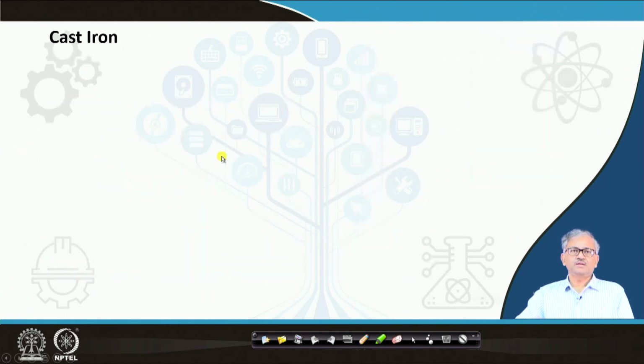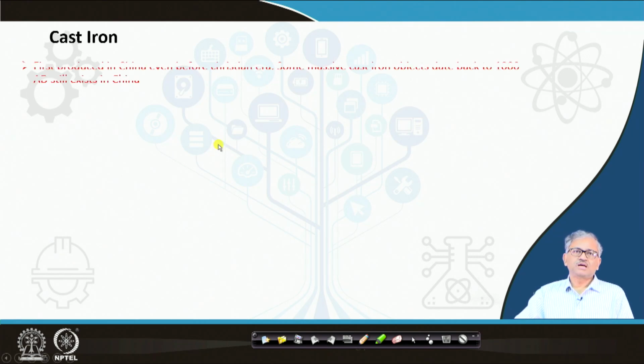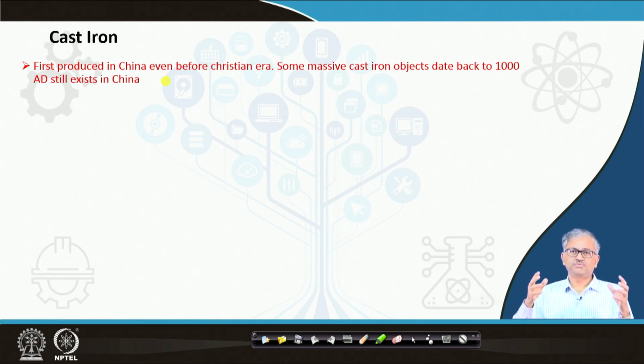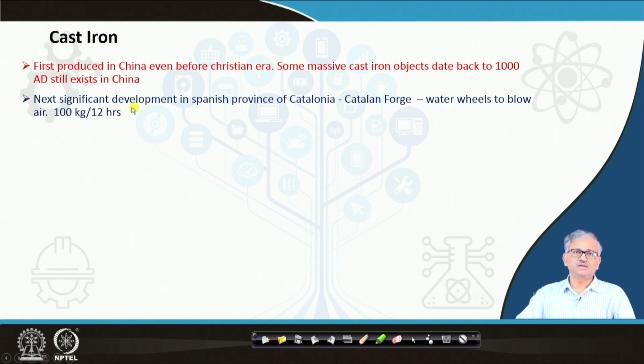And then let us see the cast iron. What does this mean? Cast iron means you have to make liquid iron, and then you can cast it into different shapes; that is called cast iron. Cast iron was first produced even before the Christian era in China, and in Chinese museums you can see some big objects made of cast iron, dating back to 1000 AD. So, those things are there in China.